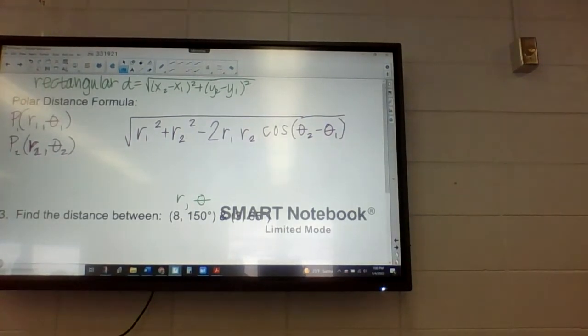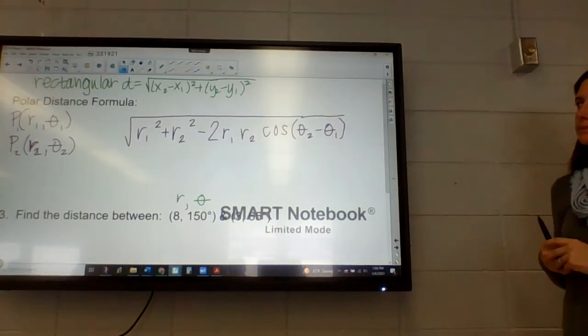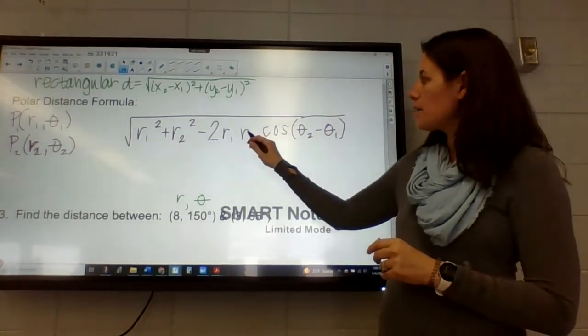So it's 2 times r1, r2 times cosine of theta 2 minus theta 1.